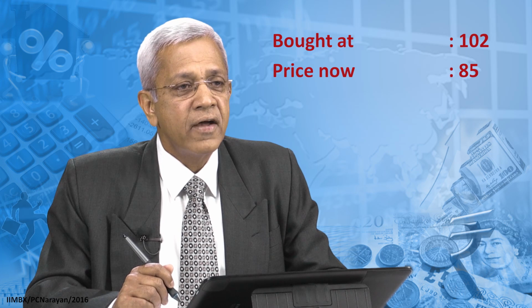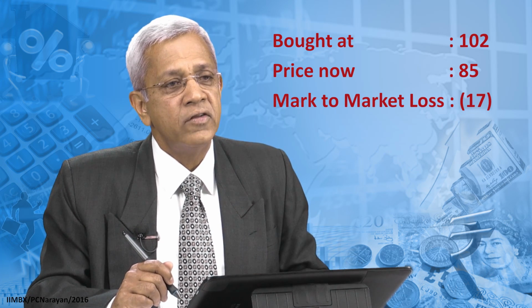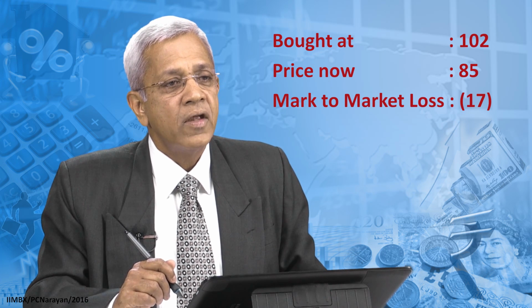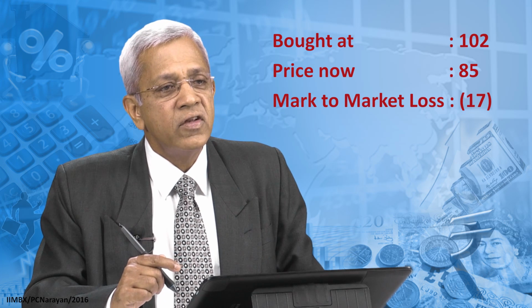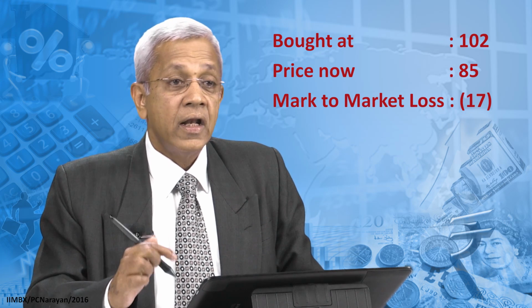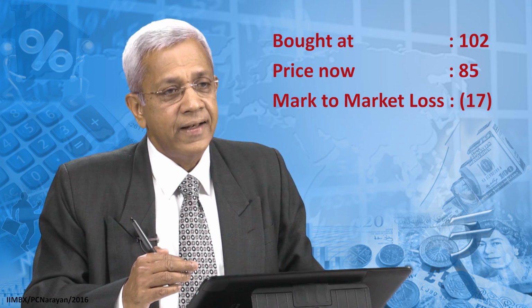Say a bond that the company purchased for 102 currency units is today worth only 85 currency units. So it's sitting on a loss of 70 currency units on that bond investment. What this means is that the mark-to-market value of those investments have gone down. Now, how the value of bonds go down is something we would see in a later session.